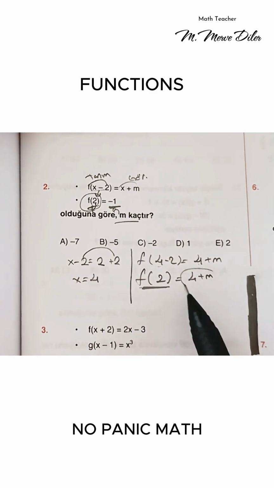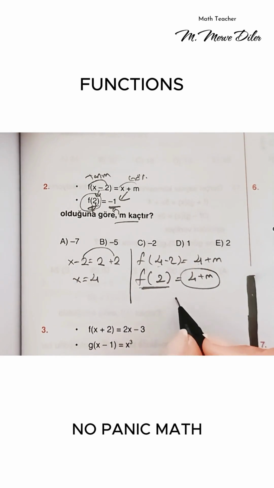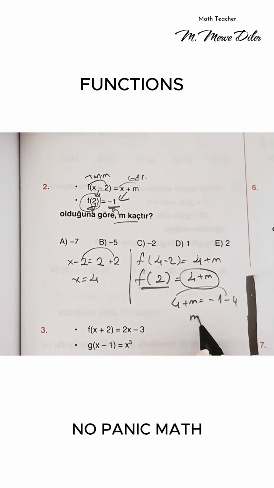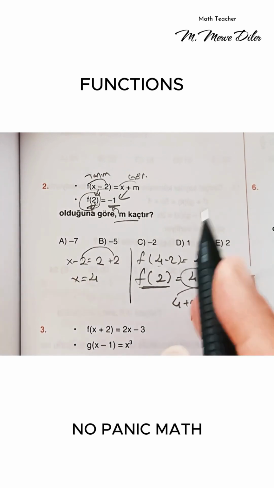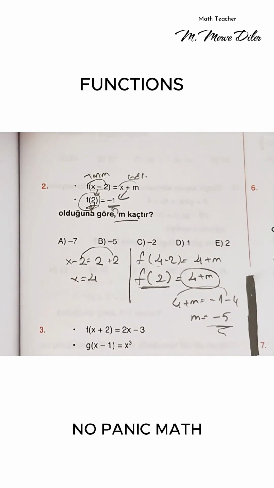What does this mean? This means that this part is also equal to negative 1. Okay, so I've set this equal to that as well. 4 plus m equals negative 1. Let's move the 4 to this side. Let it go as minus 4. m equals from here, guys, it will be negative 5. They asked us for m. The value was asked. In this case, our answer is negative 5.